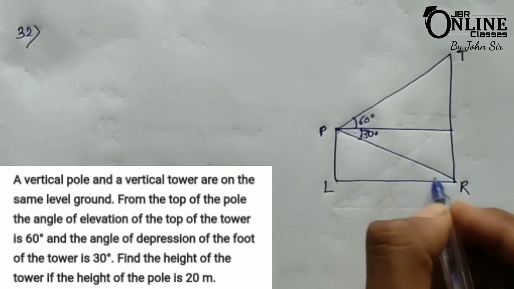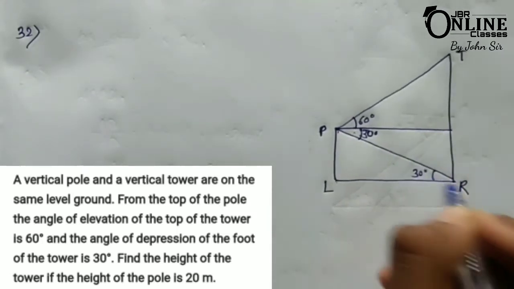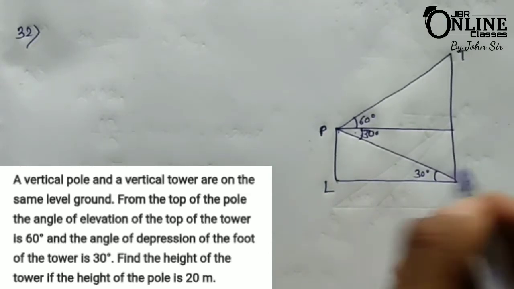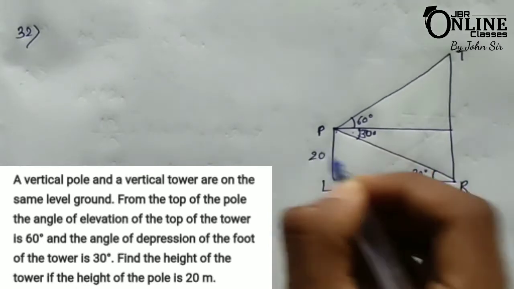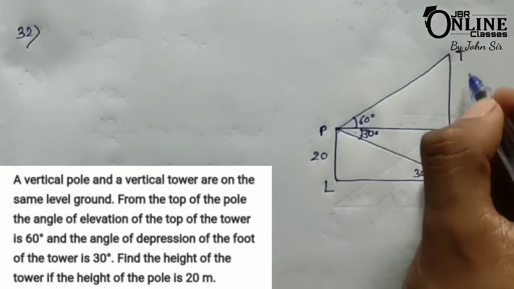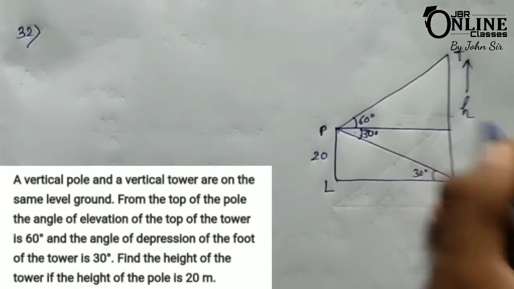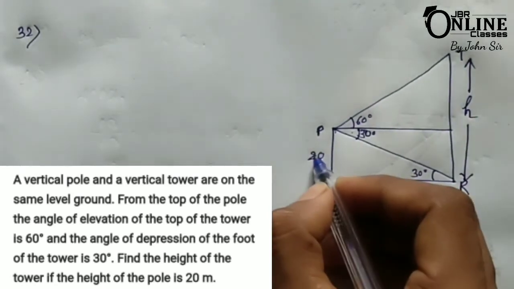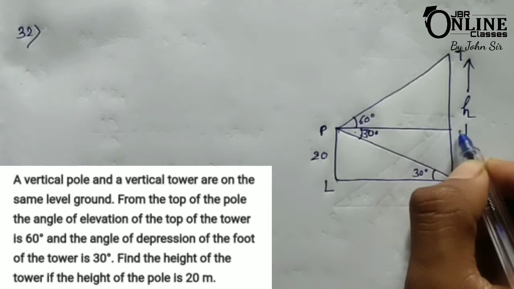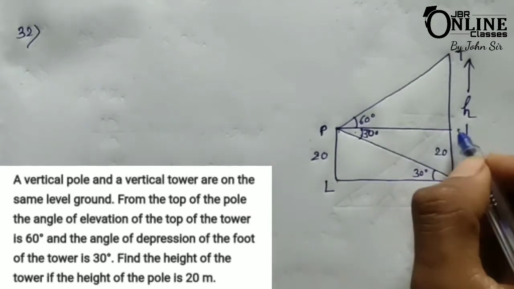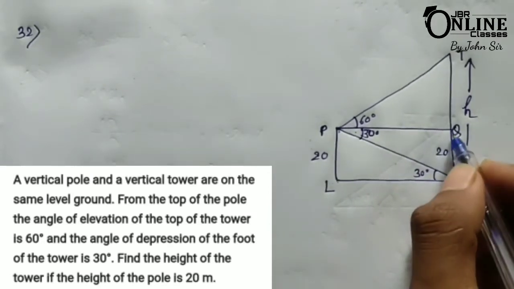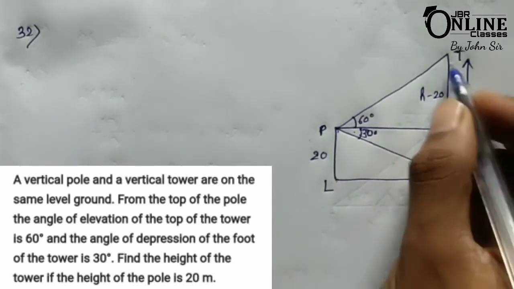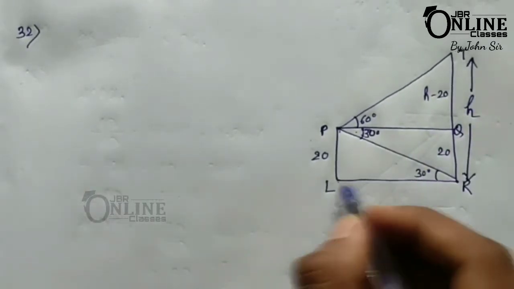Now this angle equals 30 degree, so this one also 30 degree. Now find the height of the tower if the height of the pole equals 20. So it's given. So let the height of the tower be h. So now we have to find out the value of h. Now that equals 20, so that one also 20. So here PQ, write down here Q. So QR equals 20, so that one equals h minus 20. Okay, and that is LR.